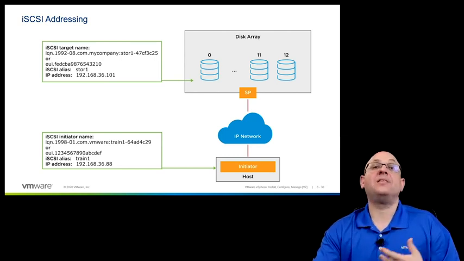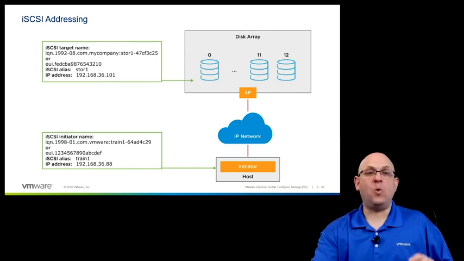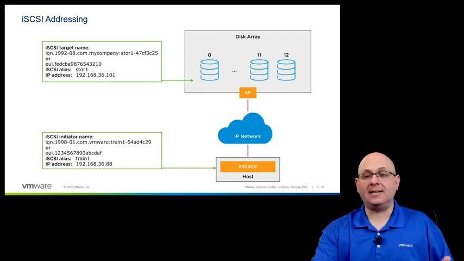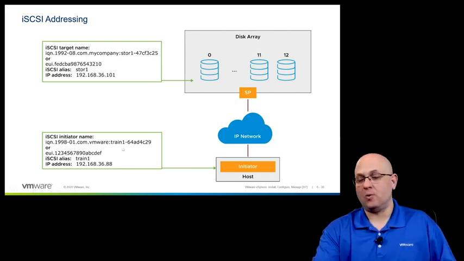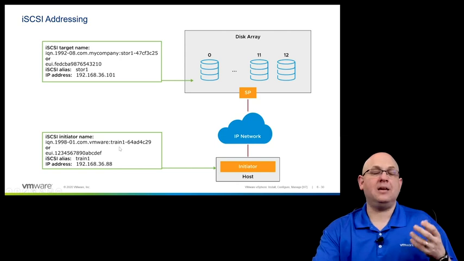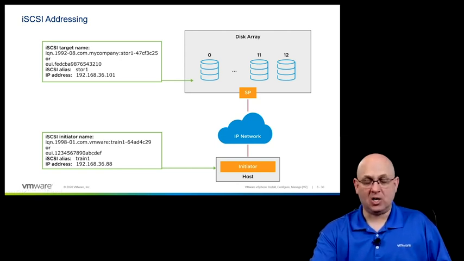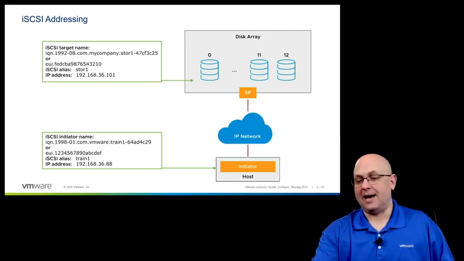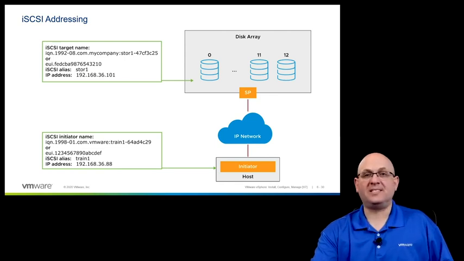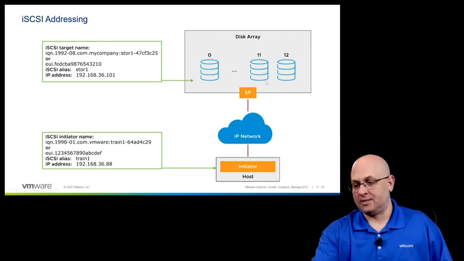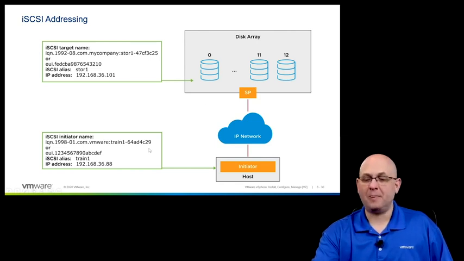Now, the alias is something that we will type in when we create the iSCSI target on the storage array, or we create the iSCSI initiator on the ESXi side. And then the alias is going to be unique to each physical port, right? Whether it's a storage processor here or whether it's an HBA, okay?